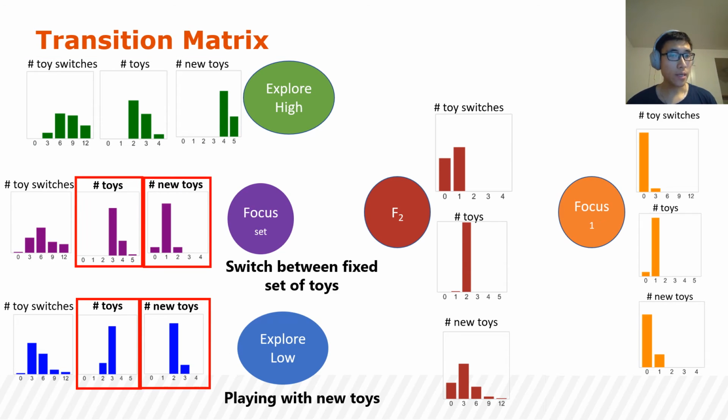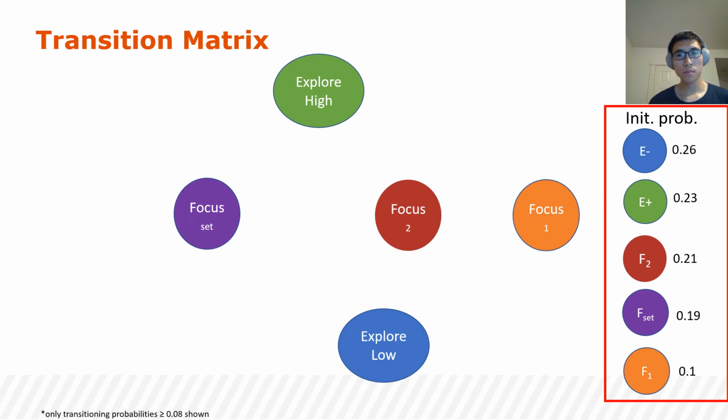The last two states are the focus set, and the low exploratory state, E minus. In focus set, infants switch among a relatively fixed set of toys. Explore low or E minus typically entails less toy switching, smaller toy counts, and fewer new toys compared to E plus. It's similar to the focus state F set, but introduces more new toys, which indicates it's more novelty seeking than F set. Here, we'll look at the initial state distribution.